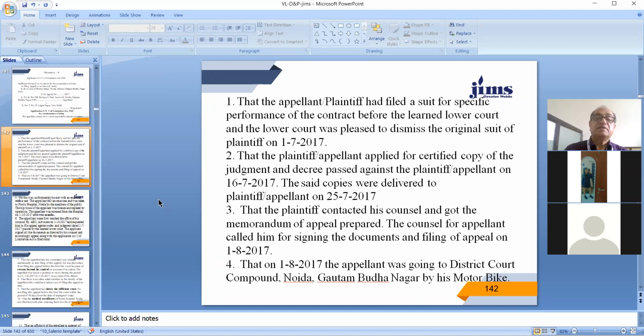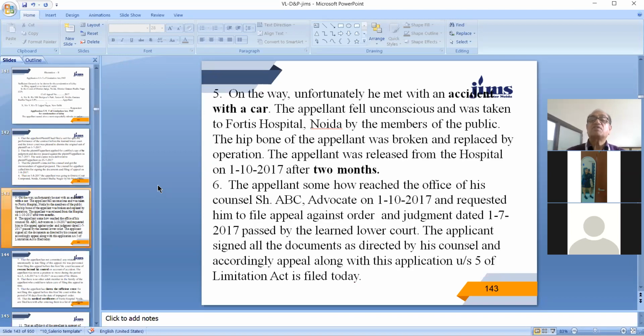Para 3, that the plaintiff contacted his counsel and got the memorandum of appeal prepared. The counsel for appellant called him for signing the document and filing of appeal on 1st August 2017. That on 1st August 2017, appellant was going to district court compound Noida, Gautam Buddha Nagar by his motorbike. On the way, unfortunately, he met with an accident with a car.